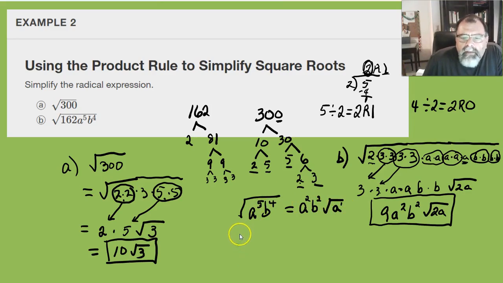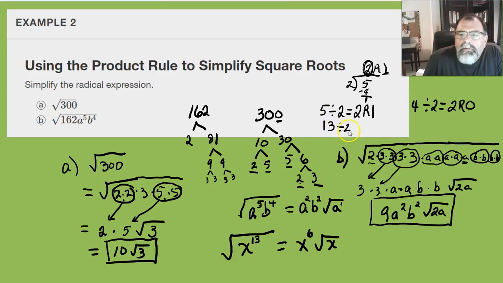Okay. So if I had something like x to the, let's try something like this, x to the 13th. I'm going to go 13 divided by 2 is 6, remainder 1. So that simplifies like that. So if I did 13 divided by 2, that would be 6 remainder 1. So this is how many come out: x to the 6th power, and then x to the 1st power on the inside. The remainder tells you that you got that one left.